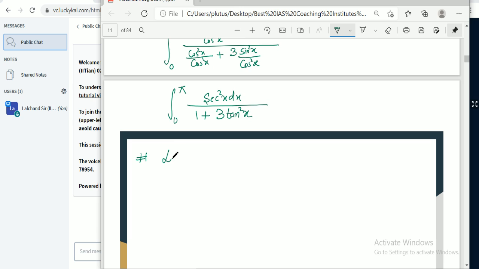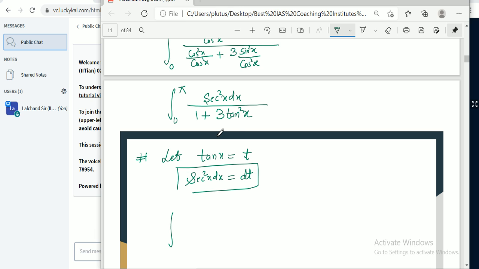So let tan x equal to t. Differentiating this equation both sides, we have sec square x dx equal to dt. So making this substitution in this equation, we finally have the integral. We can also convert the limit: tan 0 is 0, but at pi it is also 0. So this is making some mistake here.